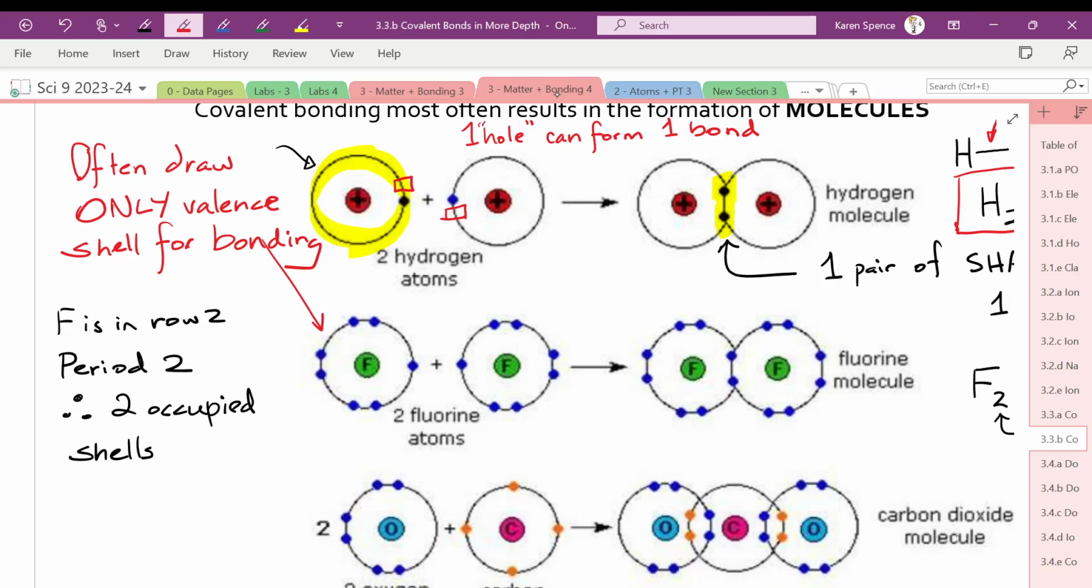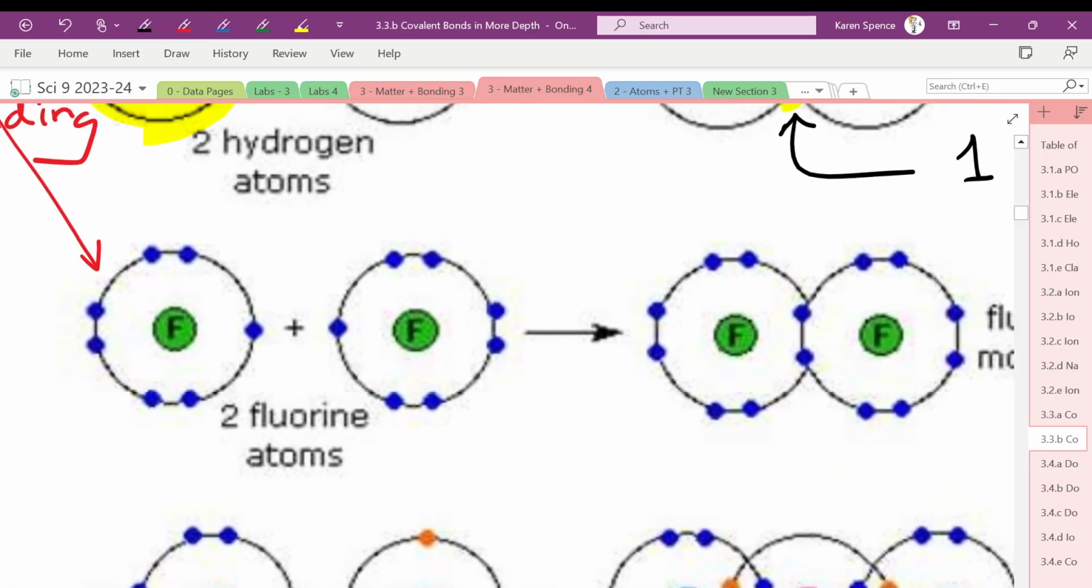How many holes do each of the fluorine atoms have? How many holes in their outer shell?